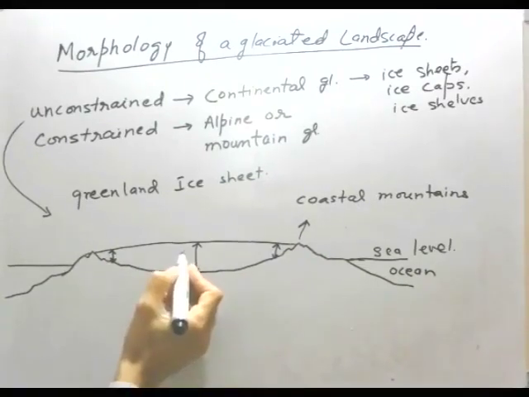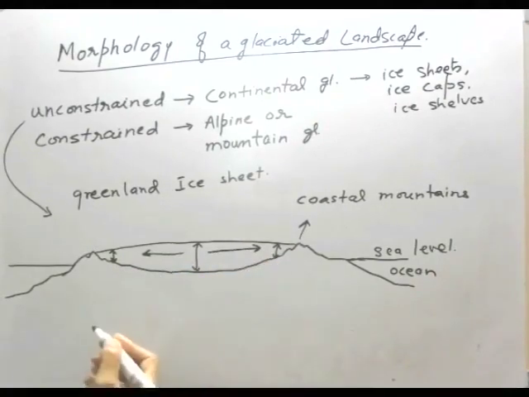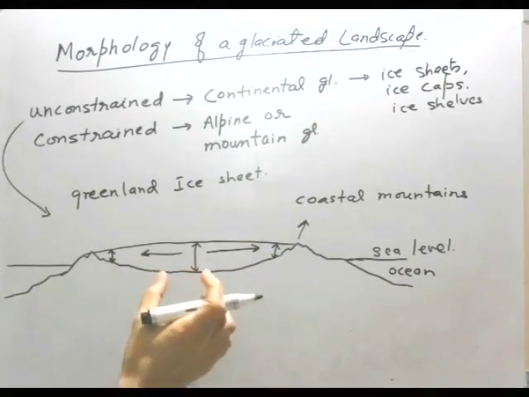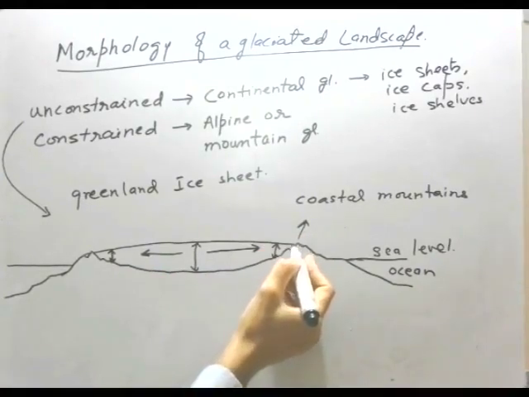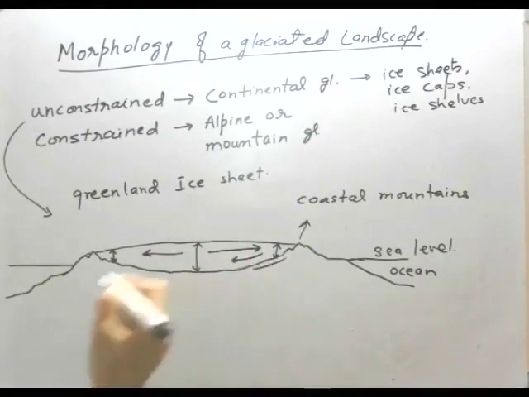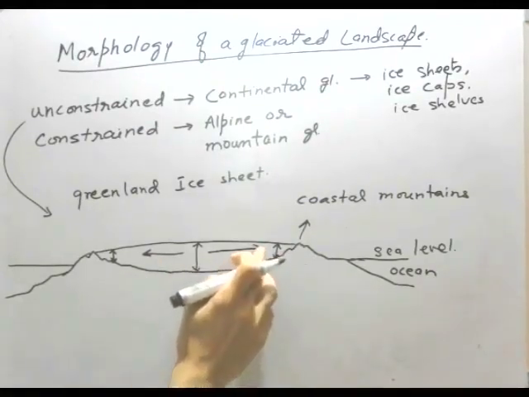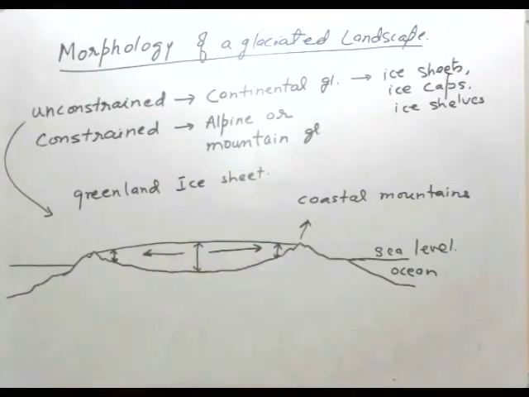The movement of ice is away from the central portion towards the peripheral regions. So, if it was controlled by topography, the ice should have flowed from the higher mountains over here towards the interior, but it is not the case. So it means that topography is not controlling the flow of glaciers in this ice sheet. Same is the case for the Antarctic ice sheet.